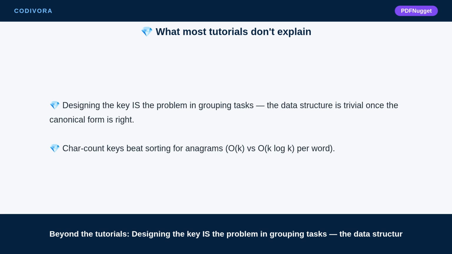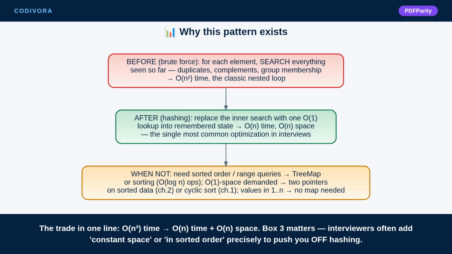O(n) versus O(n log k) per word. Let's slow down and really build this up from scratch, one piece at a time. The trade in one line: O(n²) time becomes O(n) time plus O(n) space. Box 3 matters. Interviewers often add constant space or sorted order precisely to push you off hashing.